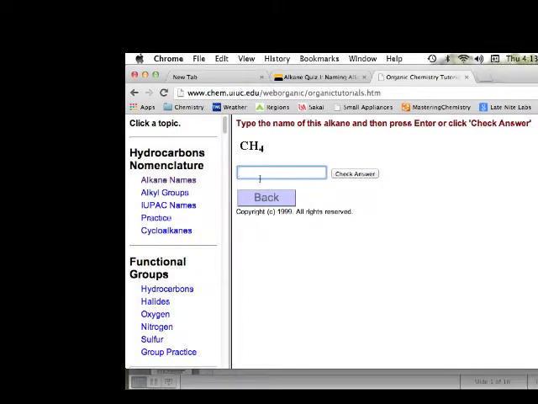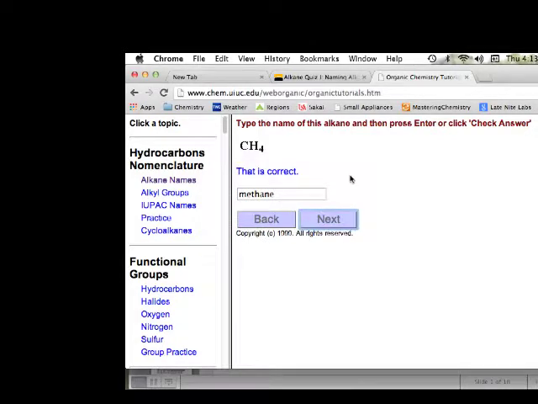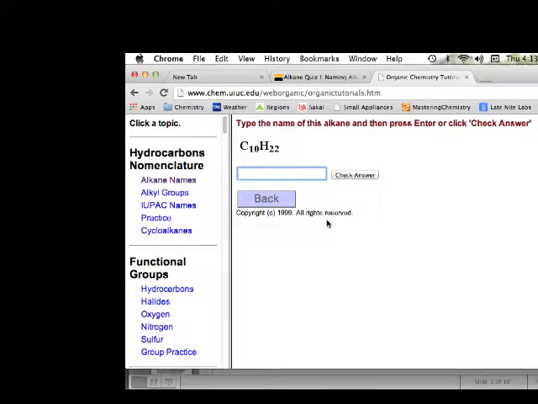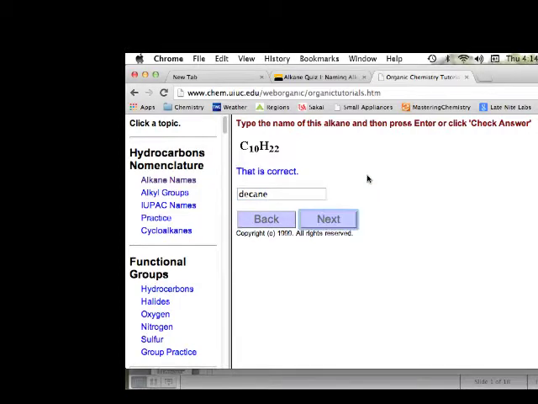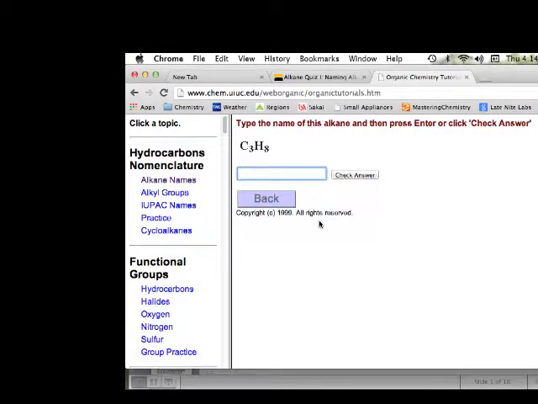Now we're going to get some examples. CH4, 1 carbon. The answer should be methane. 1 carbon, meth, it's an alkane. So we're going to check our answer. And that is correct. 10 carbons. Notice that the formula is still CnH2n plus 2. So this is 10 carbons, so this should be decane. 3 carbons, propane.